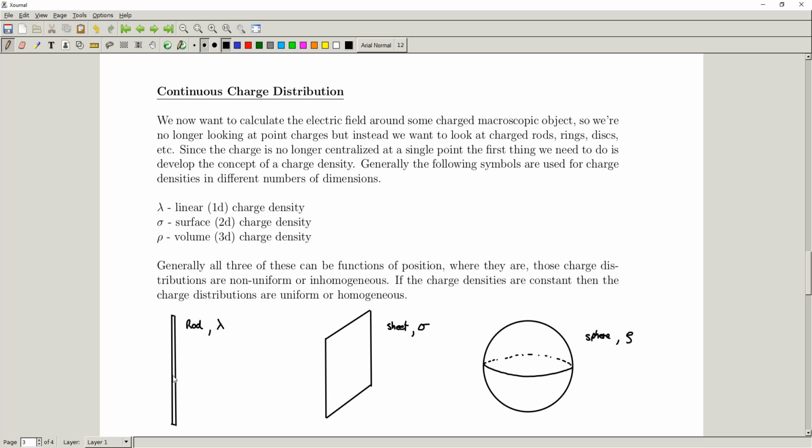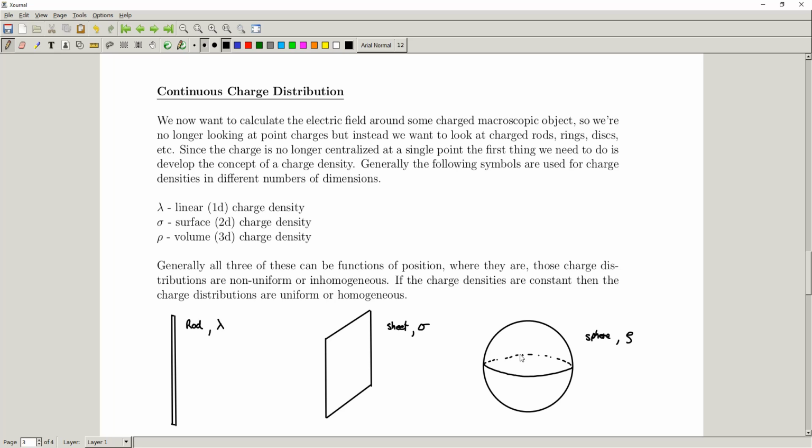If we're dealing with a 2D object, or some object we can easily approximate in 2 dimensions, say this square or rectangular sheet that I have drawn here, then we're going to need to know what the charge density in 2 dimensions is. We're going to need to know what the charge per unit area is. Or, again, in 3 dimensions, I tried to draw a sphere here. In 3 dimensions, we would need to know what the charge per unit volume is, right?